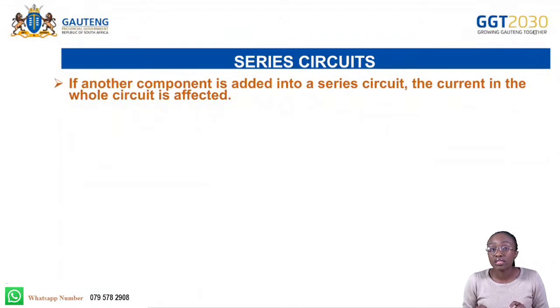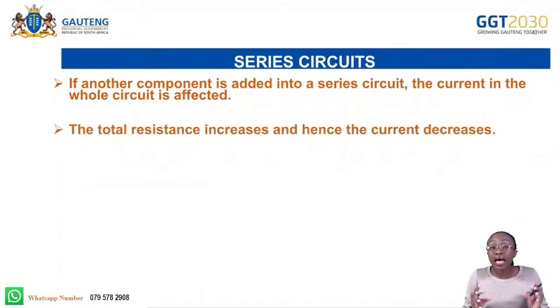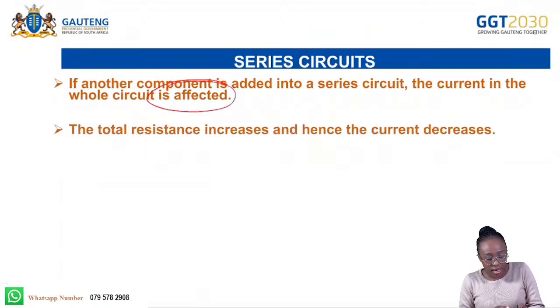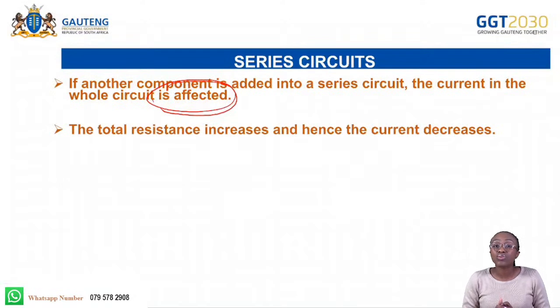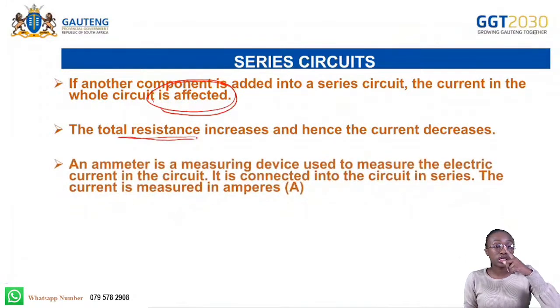Now, let's say we only had one bulb or one component. If another component is added to a series circuit, then the current in the entire circuit is going to be affected. How will it be affected? It will be affected because the total resistance increases. Remember, resistors oppose the flow of current. So adding another light bulb to a series circuit that already has maybe 2 light bulbs, and adding a third one, is going to increase the total resistance.